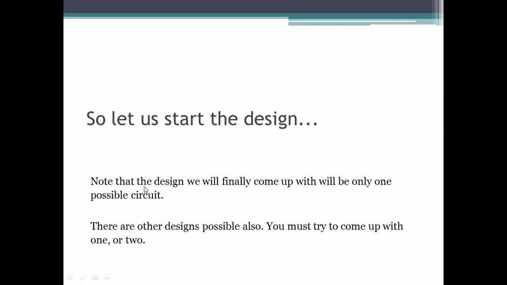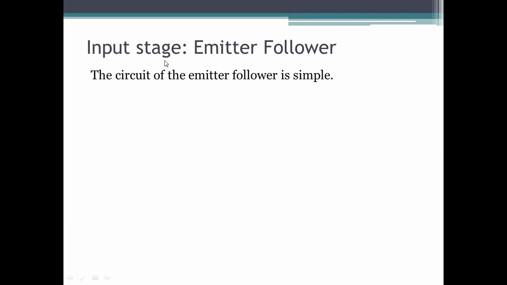But note and remember that the design that we come up with here will be only one possible way of designing this amplifier to meet the specifications given. There are other ways, because this is a design question. There are other possible configurations or blocks that would give the same specifications. So I would like you to come up with your own different configurations after you've gone through this set of lectures. Okay. So we start with the input stage, and we've decided that's an emitter follower.